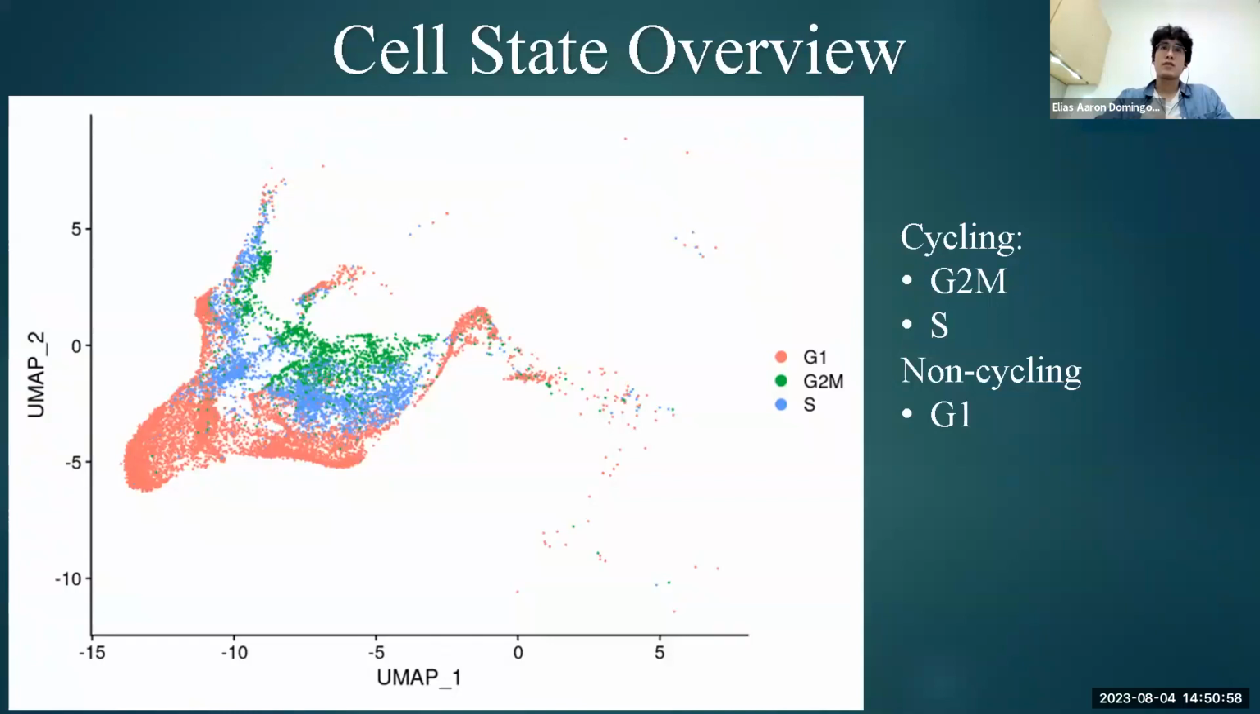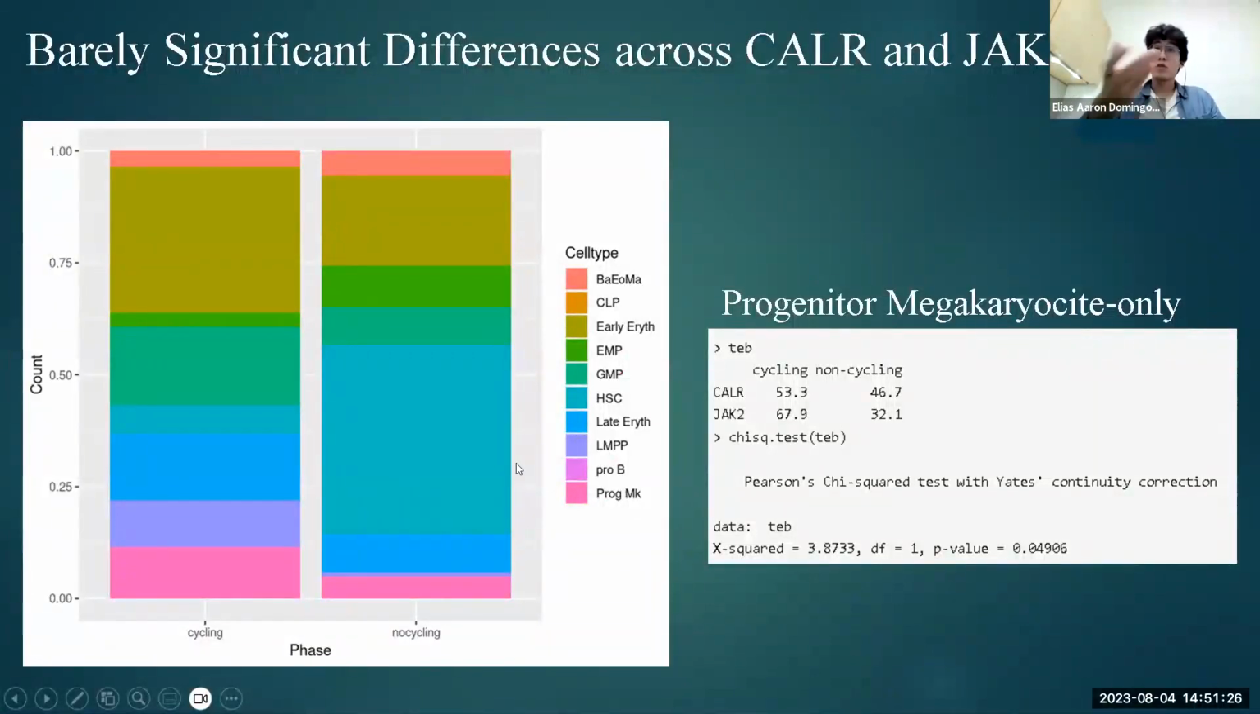And then we went on to the cell states of these cells, and we decided to subdivide them into cycling, being the G2 and M phase, and the S phase, and non-cycling for the G1 phase. This is a HuBMAP base of our HSPCs. Here are the program Ks, and they seem to have the same amount of G1, G2, and S, but we ran some more tests, and we can see that there are barely any significant differences between these two subgroups on CALR or JAK2 patients. In fact, based on proportions, we saw that there were actually more cycling cells in the JAK2 patients than in the CALR patients. That's science.